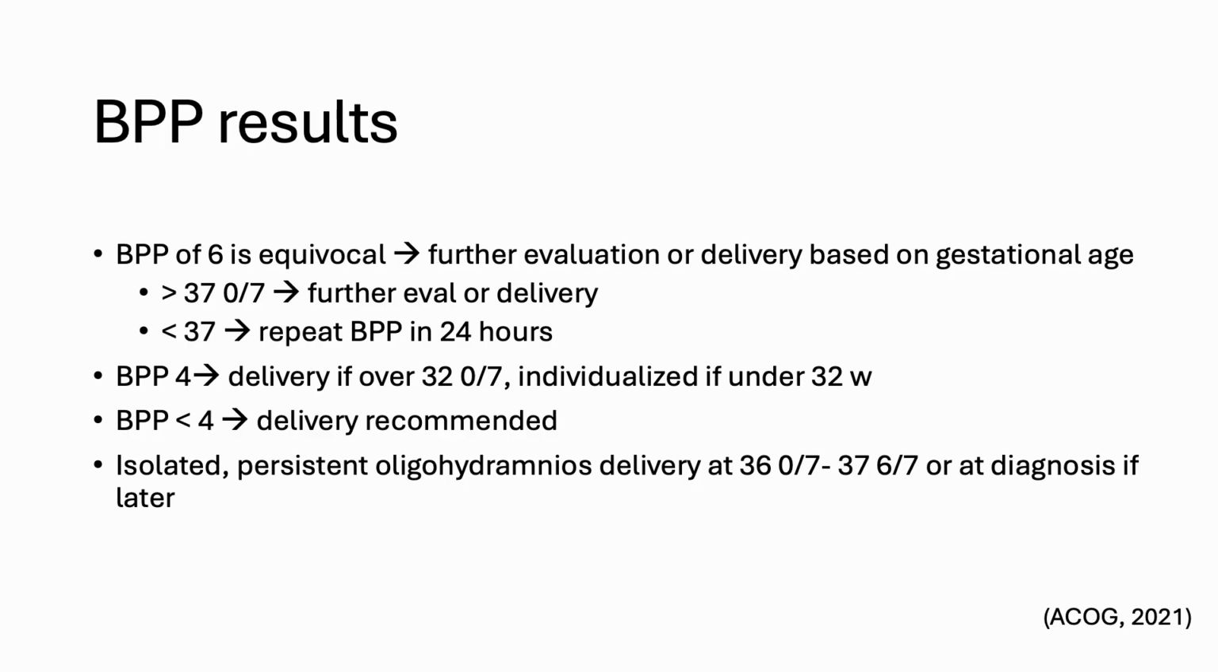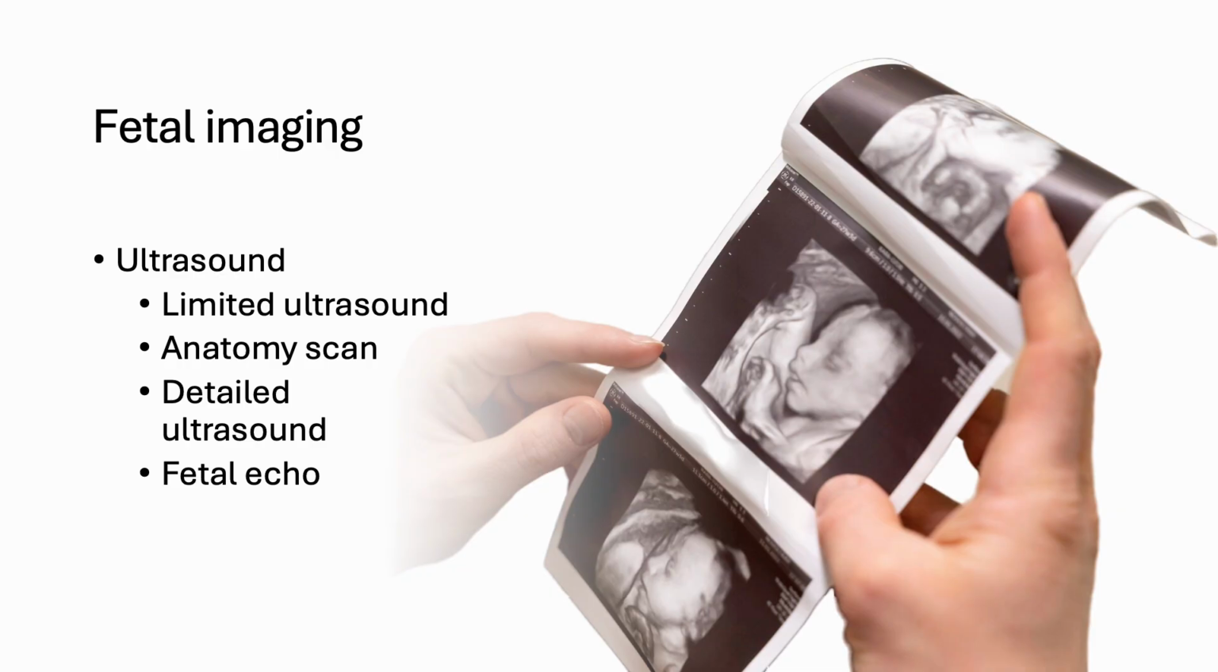And then if there's isolated oligohydramnios, that is very concerning, and it is its own criteria, and it is recommended to deliver after 36 to 37 weeks or at diagnosis if it is later. If it is persistent oligohydramnios, which is low fluid.